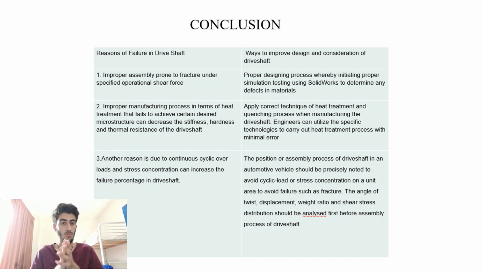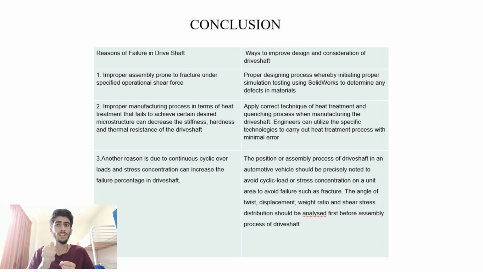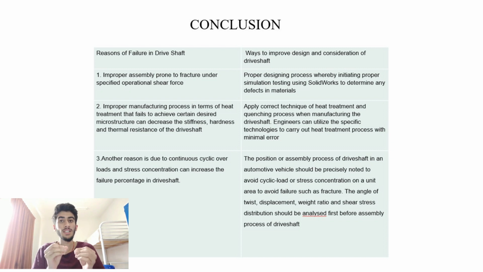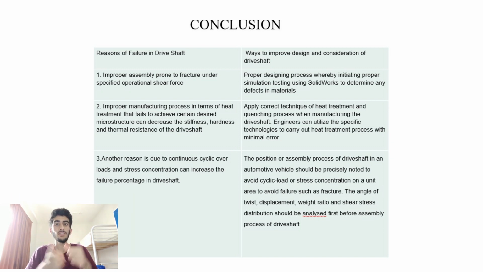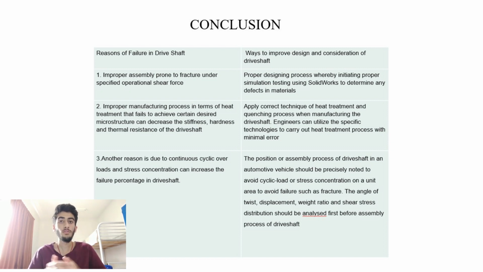So how engineers should overcome this is that the position or the assembly process of the drive shaft in an automotive vehicle should be precisely noted to avoid cyclic load or stress concentration on a unit area to avoid failure. The angle of twist, displacement, weight ratio, and shear stress distribution should be analyzed first before the assembling process of the drive shaft.